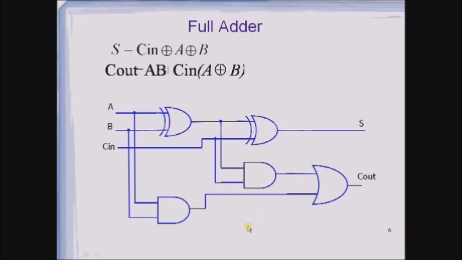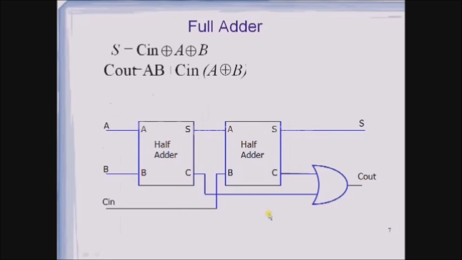Now let us represent this same diagram with the help of half adder blocks. So this is one half adder as I said, and this is one half adder. We can also represent the same circuit with the help of 2 half adder blocks.